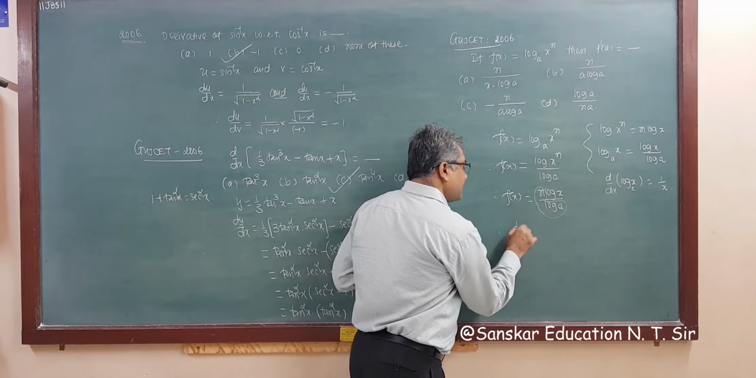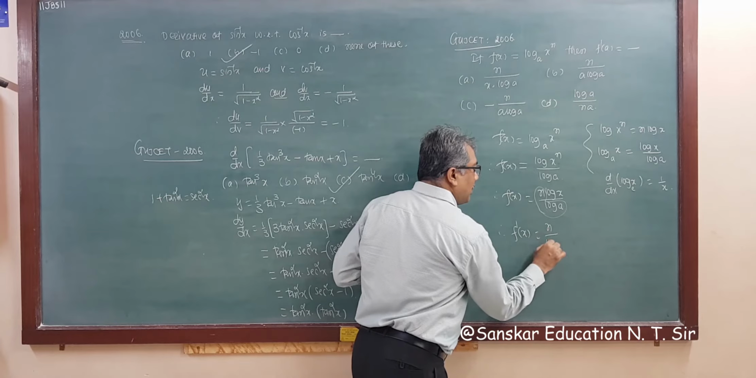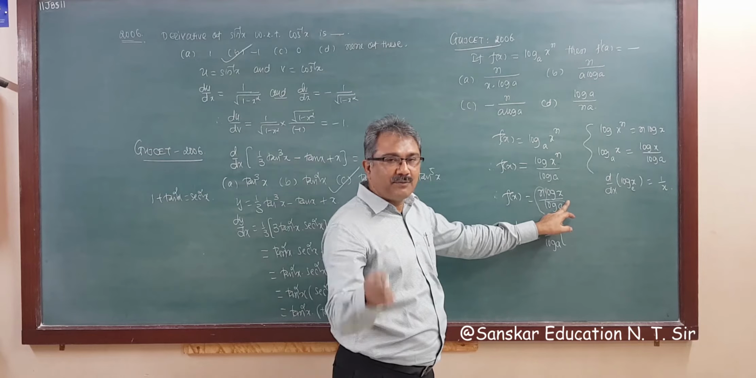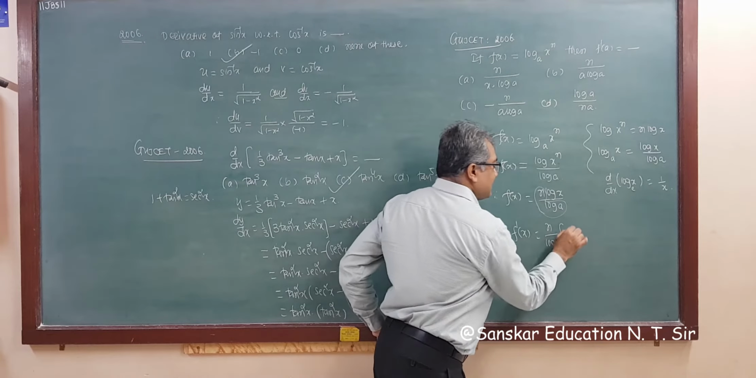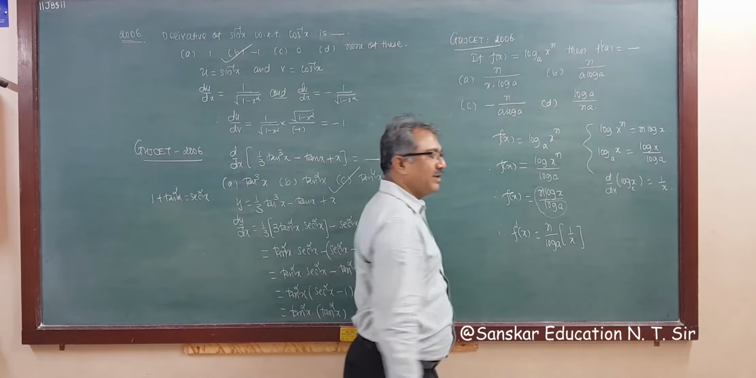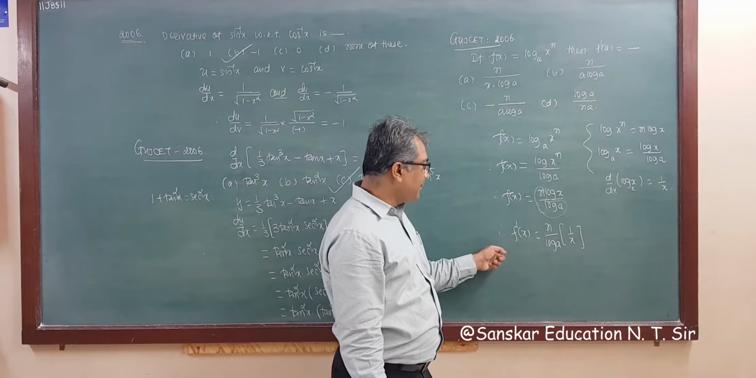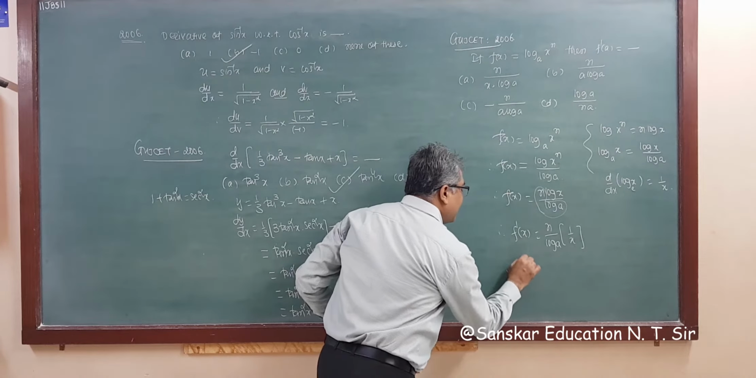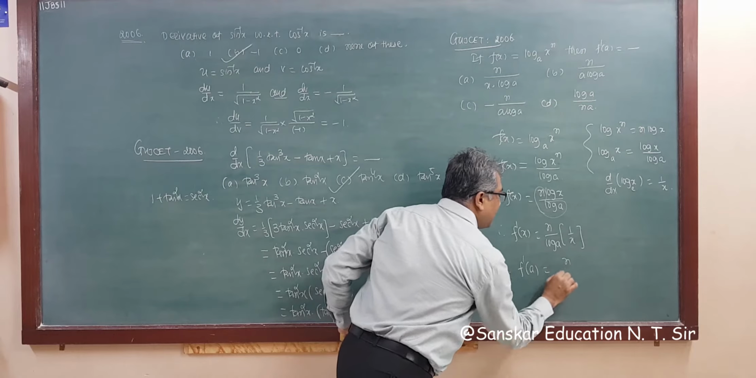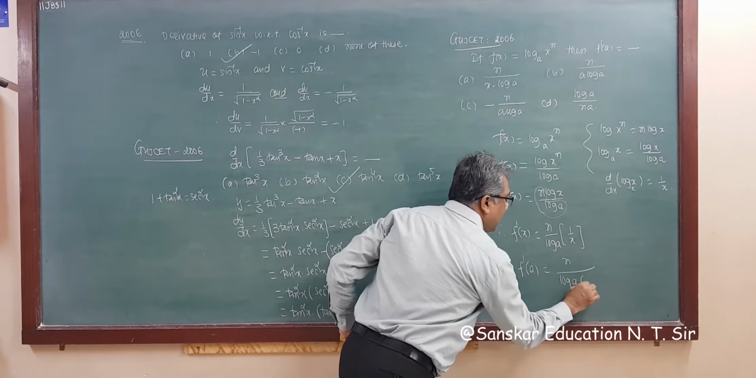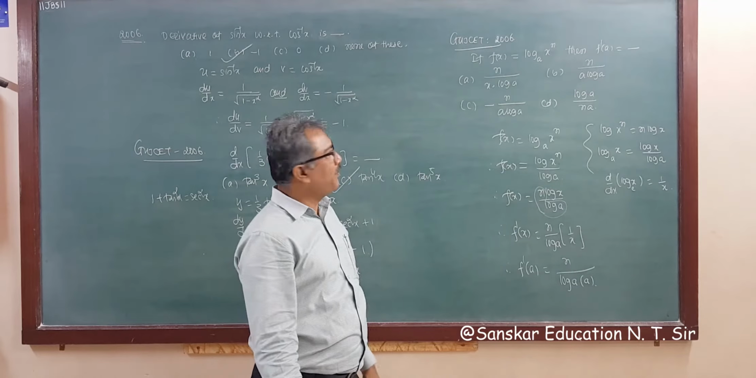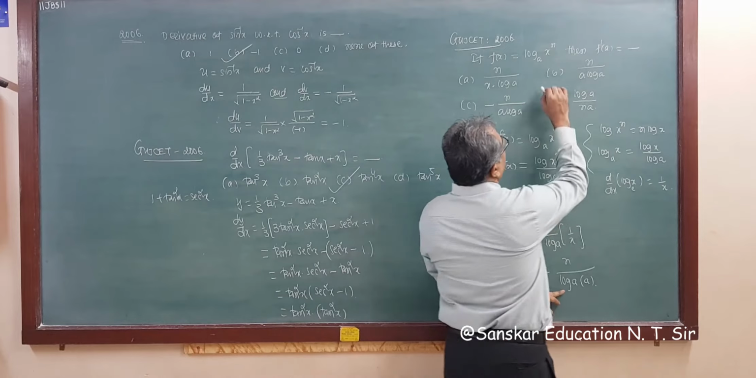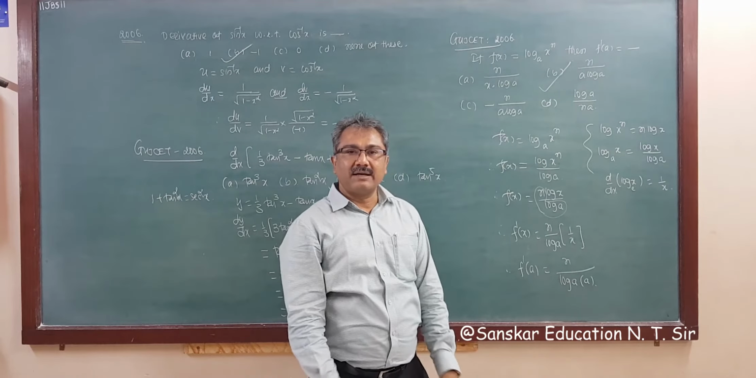So differentiating this with respect to x, n upon log a is constant, and log x is the natural logarithm function. That's why I am not writing base e. So the derivative of log x is 1 upon x. So what is your requirement? f'(a). So substituting x is equal to a, what we get? f'(a) is equal to n upon log a into 1 upon a. That is n upon a log a. That is, option B is the correct answer, right?